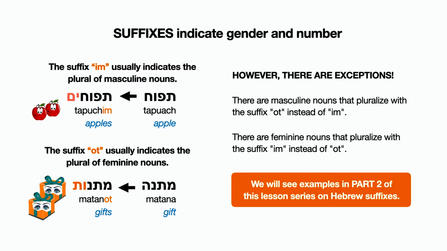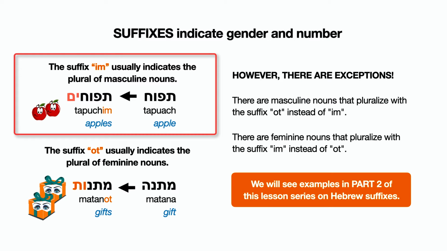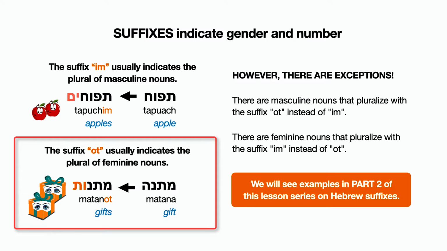So, how do suffixes indicate gender and number? The suffix im usually indicates the plural of masculine nouns. The example here is tapuach, which means apple. It's a masculine noun, so its plural form is tapuchim, apples, by adding the suffix im. And the second example is matana. Matana is a feminine noun. It means gift. And to form its plural form, we add ot, matanot. So the suffix ot usually indicates the plural of feminine nouns.